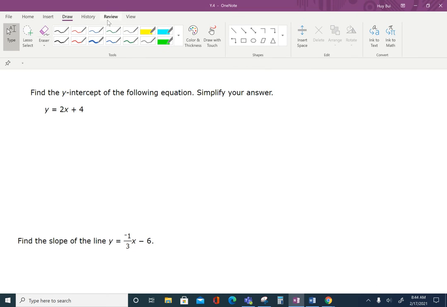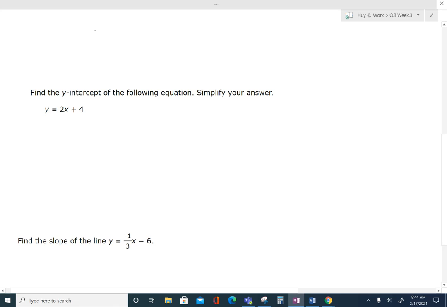So here's the equation. Find the y-intercept, right? And remember, I'm just going to review y equals mx plus b. Please memorize that. Y-intercept is b, so this is your y-intercept. And you actually just write it as 4, okay? Don't write plus 4, because it's a positive 4, so just write 4 there.